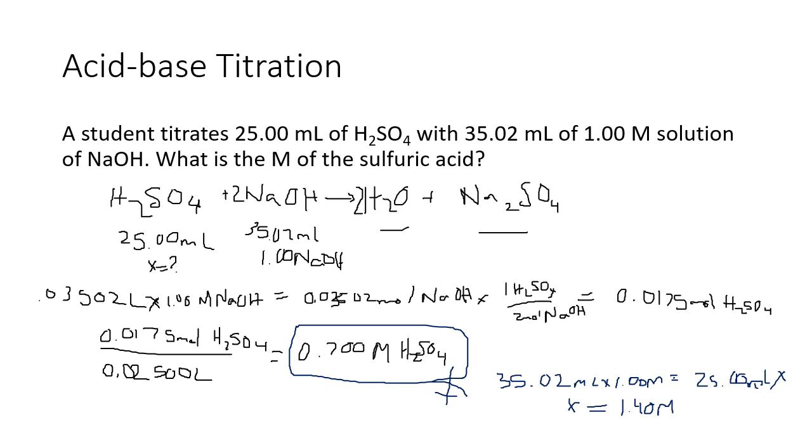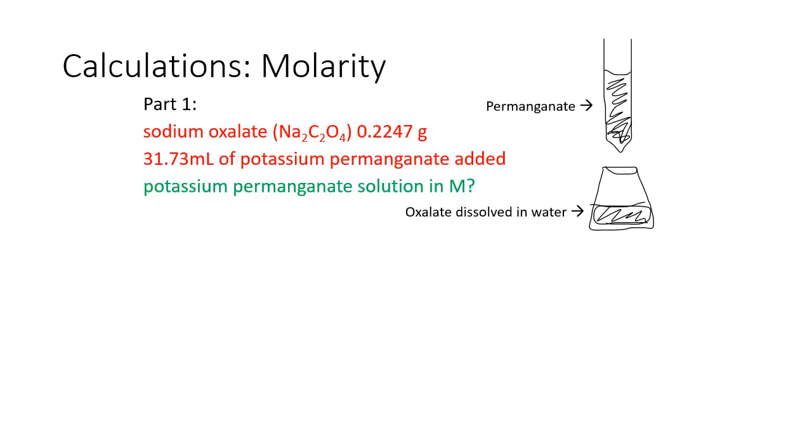So don't forget the stoichiometry step. And I will take off points if you use M1V1 equals M2V2, unless you explain the 1-to-1 ratio, and then I'll let you get away with it. Here we go. All right, so let's shift gears here, and let's talk about our lab titration.